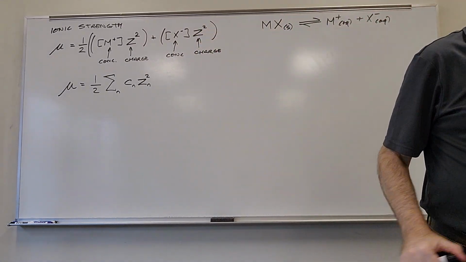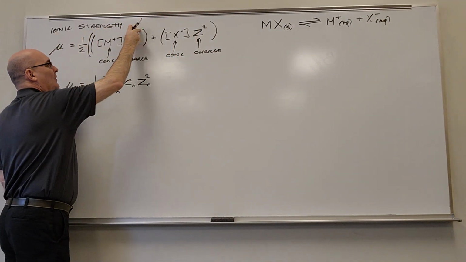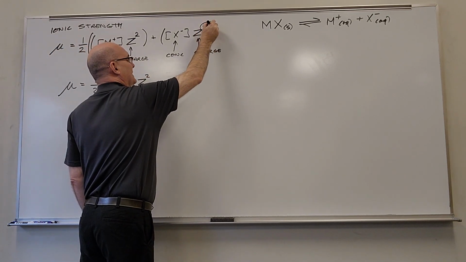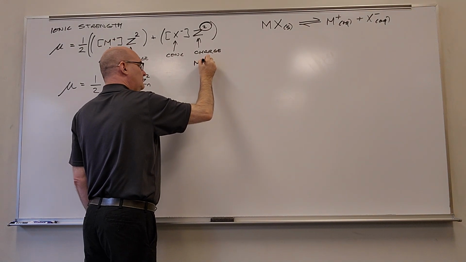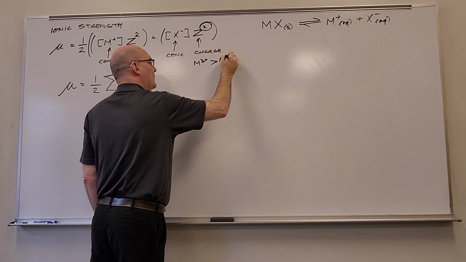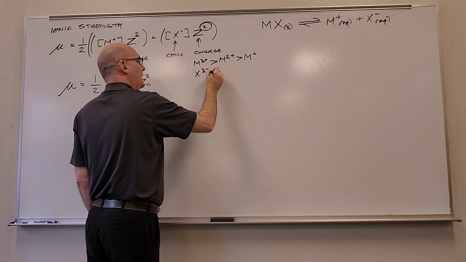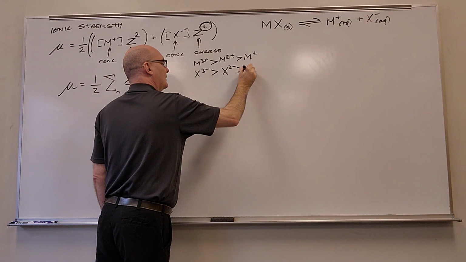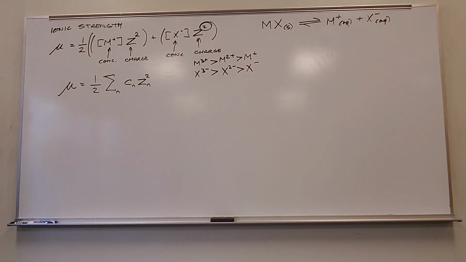Let's do an example. Oh, and while we're here, while it's up, because this term is squared, it means that if you have 3 pluses, they're more important than 2 pluses, which are more important than 1 pluses, and 3 minuses are more important than 2 minuses, and more important than 1 minuses. They have more of an effect. All right. Let's do an example.